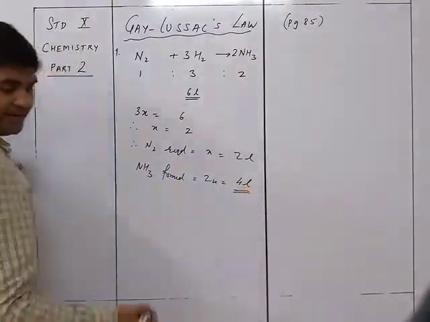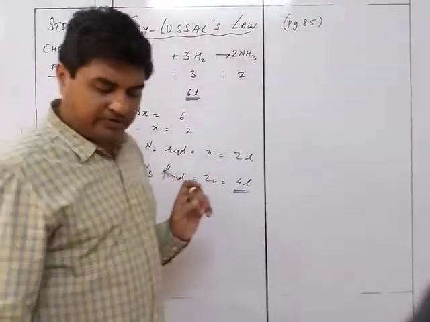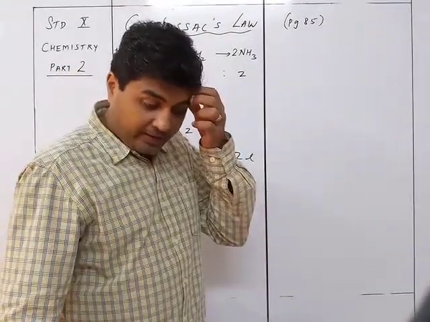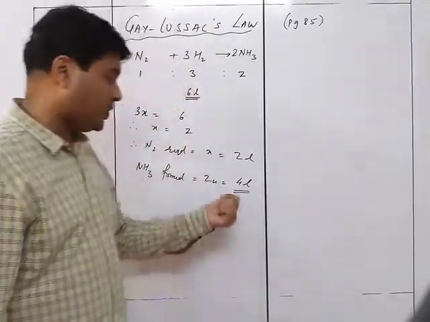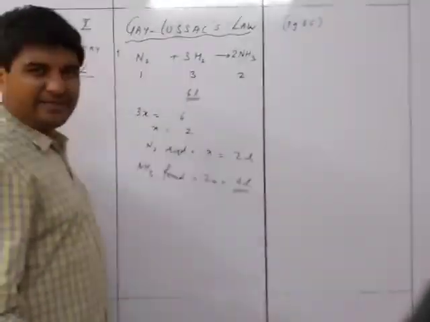So a very easy question. We have just asked what is the volume of ammonia formed. So the volume of ammonia formed is 4 liters. Very easy question.